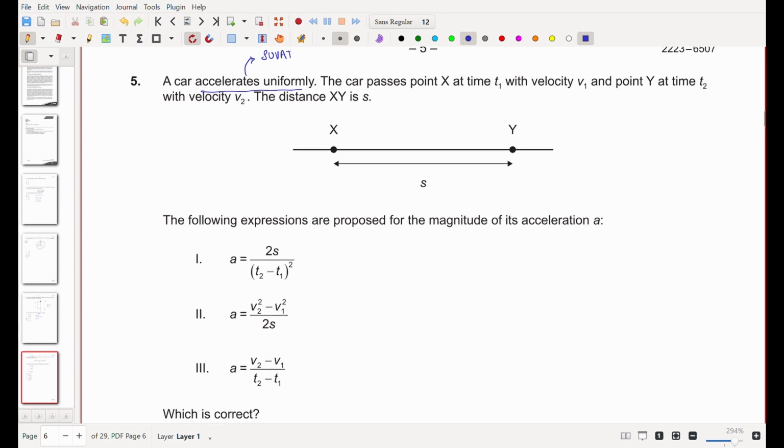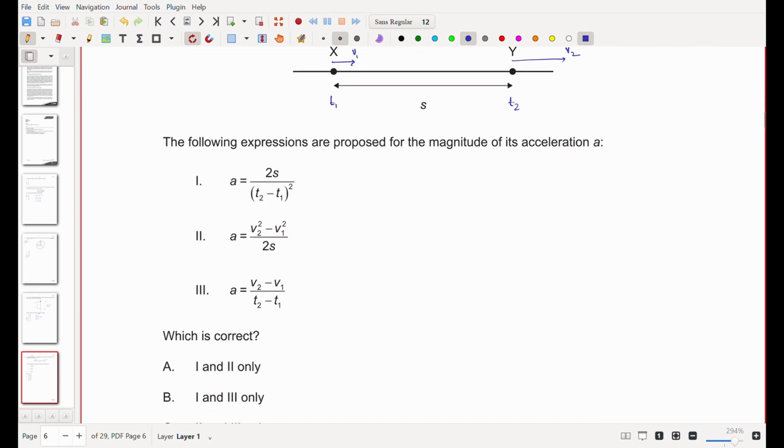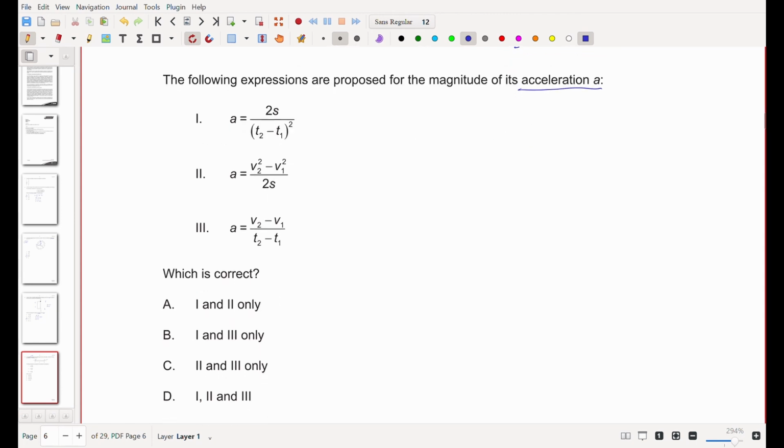The car passes point X at time t1. So let's label this time t1 with a velocity of v1. Let's label that as well. And point Y at time t2 with a velocity of v2. And of course, we're going to draw v2 bigger than v1 because it's been accelerating. Now, we've been given 3 expressions for the magnitude of acceleration a, and we're asked which is correct.